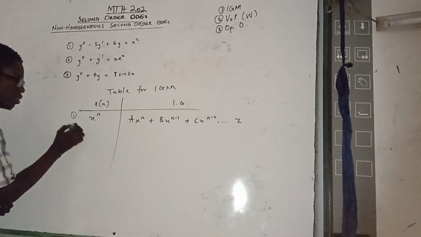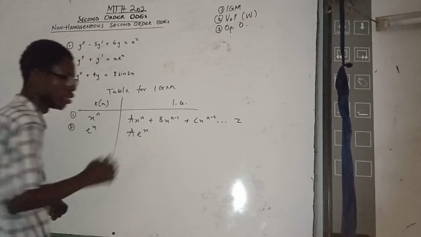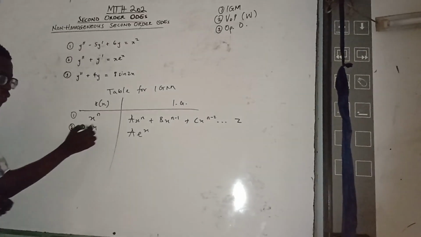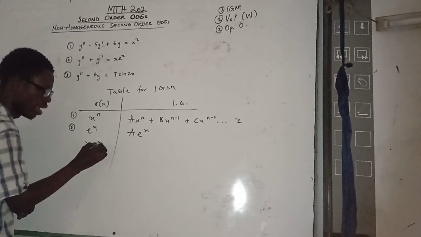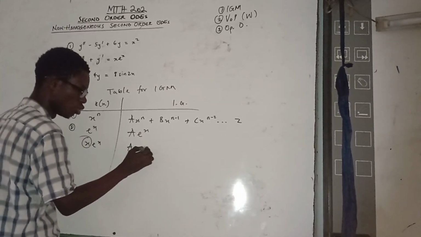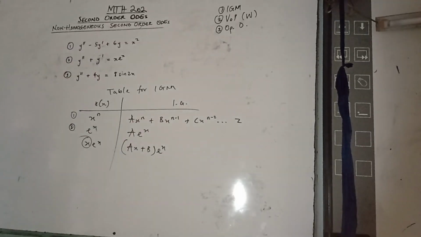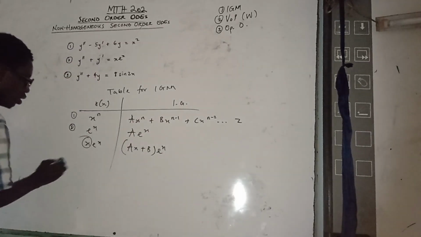Let's say what you have is e raised to power x. For e raised to power x, you are going to just use e raised to power x. But if what you have is x e raised to power x, you are now going to turn it to ax plus b, times e raised to power x, and you continue it like that. And that's for that.